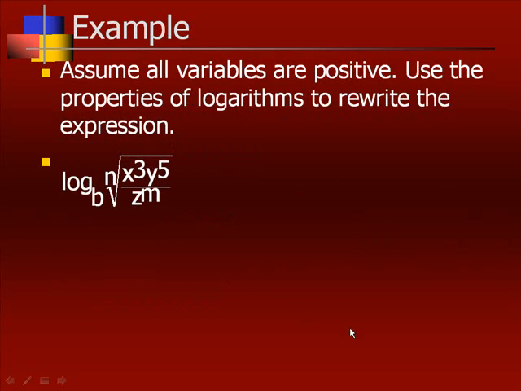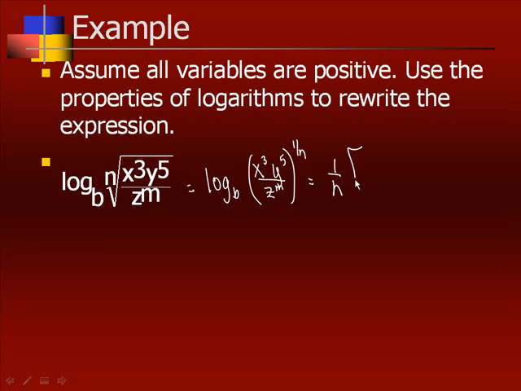Now, assume all variables are positive. Remember, the argument can't be negative, so we're just assuming that all variables are positive numbers. Use the properties of logs to rewrite this. Well, first thing is, can we get it as a power? So that would be x to the 3rd, y to the 5th, over z to the m, and all of that is to the 1 over n.